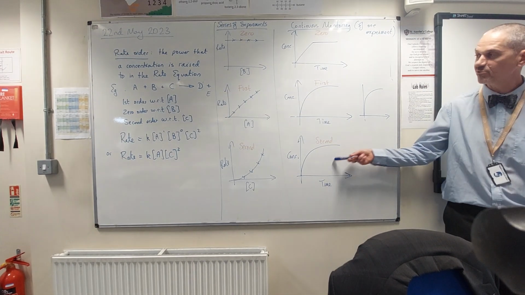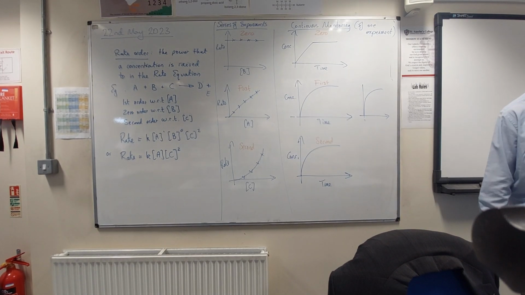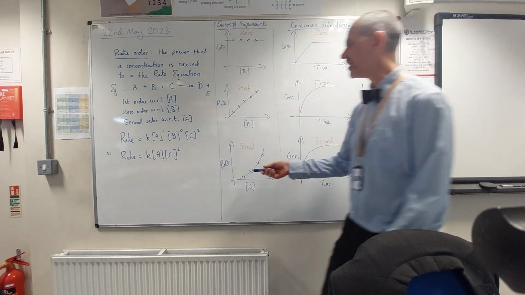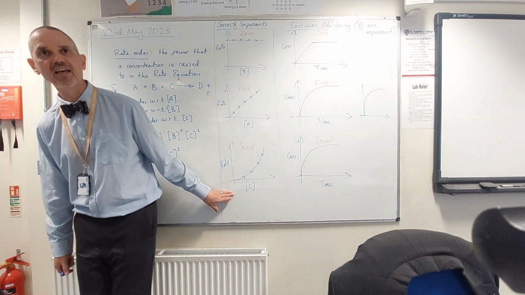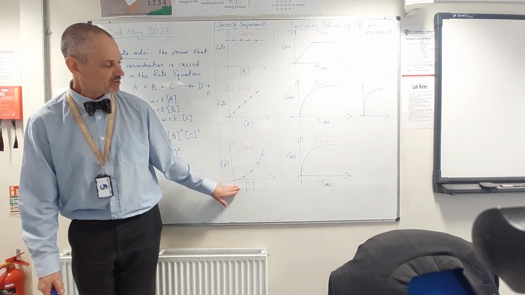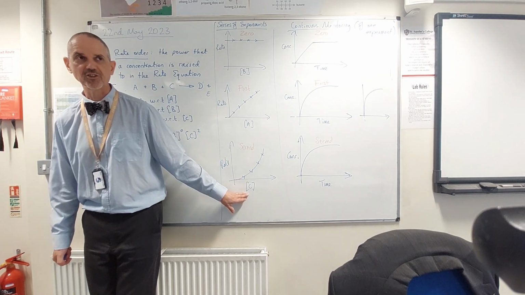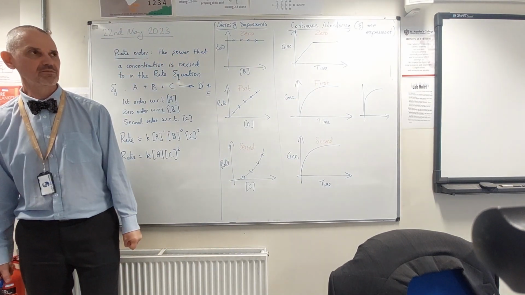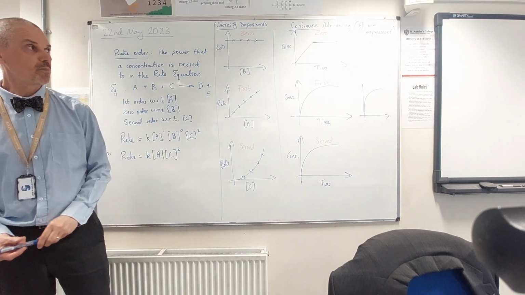You can't actually tell the difference between these two graphs. You can't tell if something's first or second order just based on a continuous monitoring experiment. You'd have to do a series of experiments at different concentrations and plot the bigger graph to look at how rate changes with concentration. These two are interchangeable. Zero order will stand out, but first and second won't. Okay.